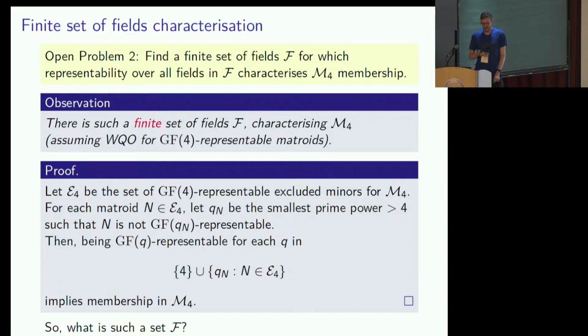And then if I tell you that I've got a matroid that's GF4 representable and representable over each of those size fields, then it can't have any of these excluded minors as a minor, so it's in our class M4. The well-quasi ordering thing was just in order to make sure that my set here is finite. My E4 is going to be a finite set. Okay, yep.